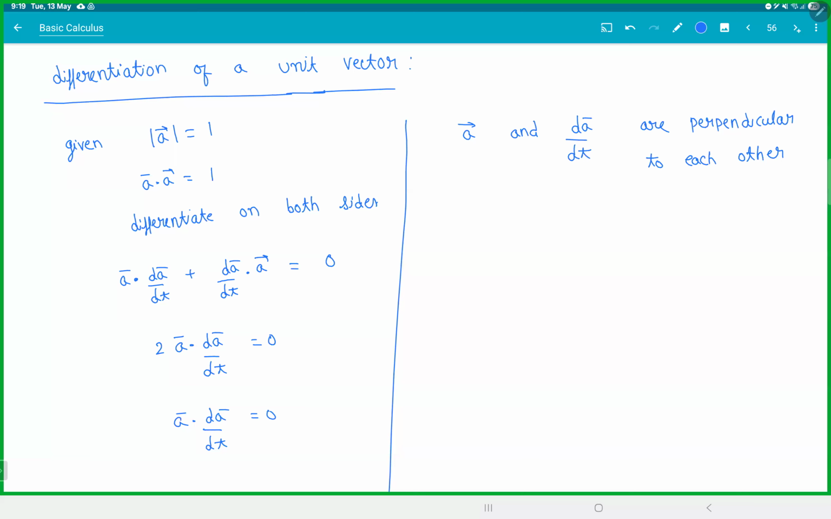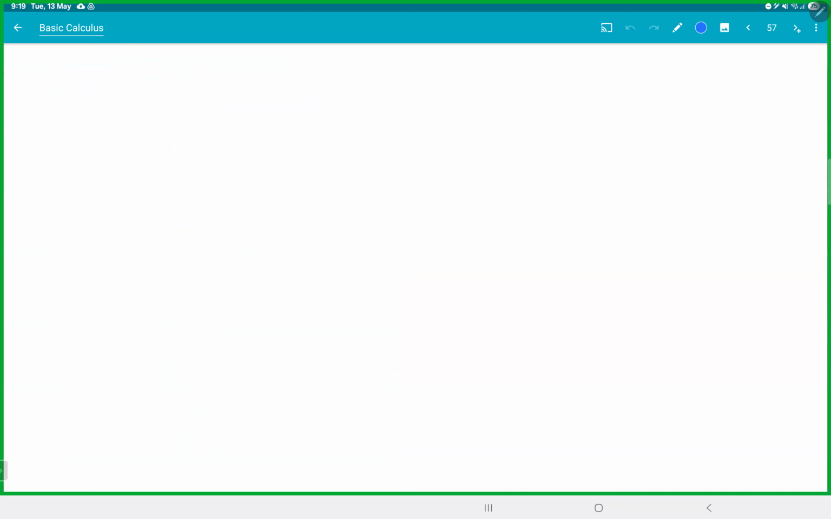But have a look at this page once. There we are combining dot product vectors with differentiation. Let's see in another way. Why? How can we prove this thing? Let's take a geometrical interpretation.